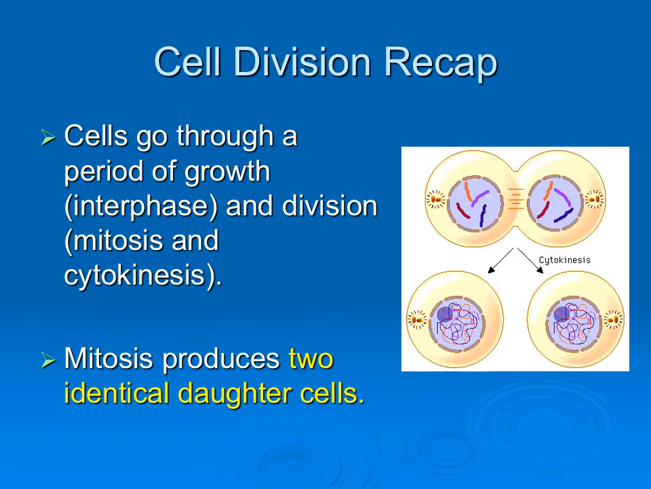Cells go through a period of growth, which remember is interphase. Interphase is not actually one of the phases or stages of mitosis, rather it's what happens to the cell before it can divide. It has to grow big enough so that it can divide. And then once it is big enough, it can divide and goes through prophase, metaphase, anaphase, telophase, cytokinesis. And at the very end, the outcome is that mitosis produces two identical daughter cells.